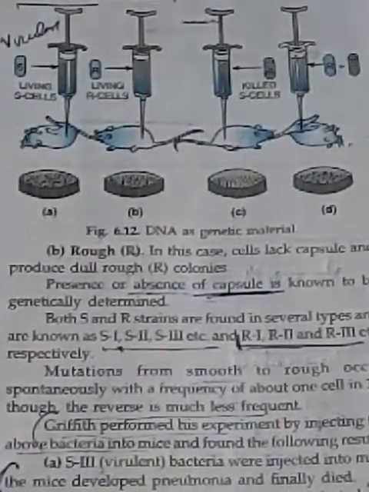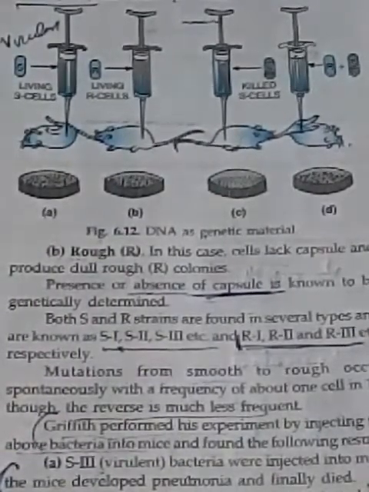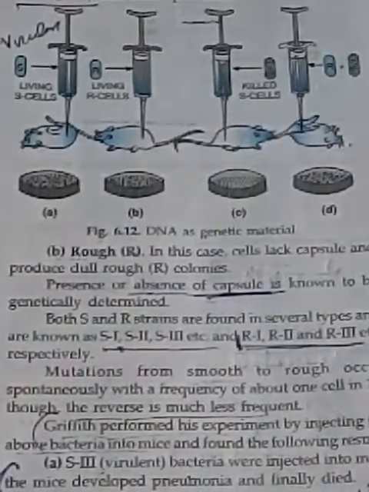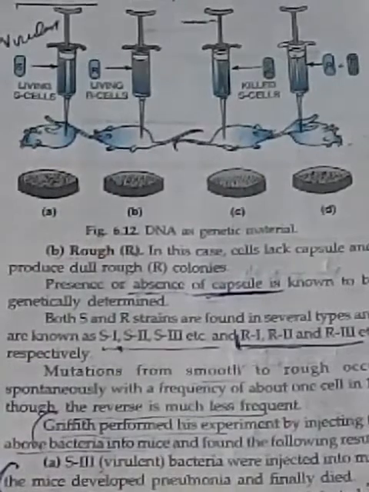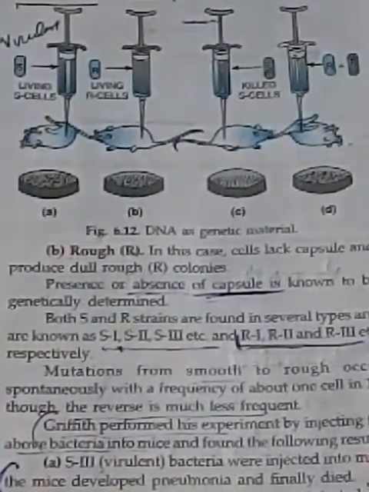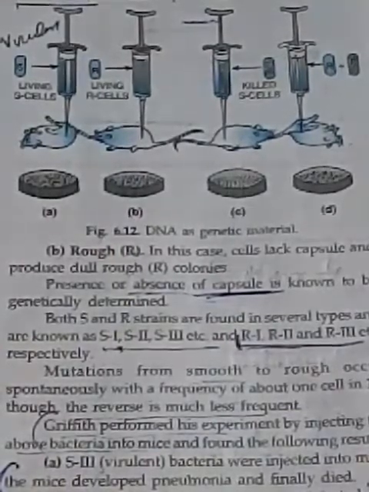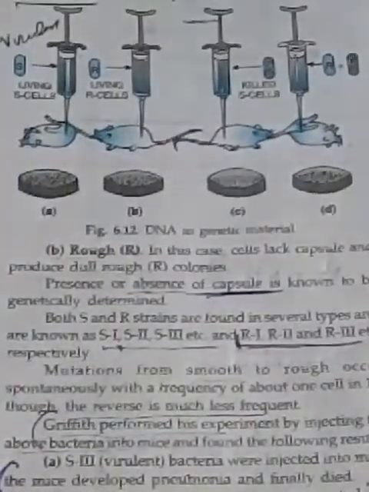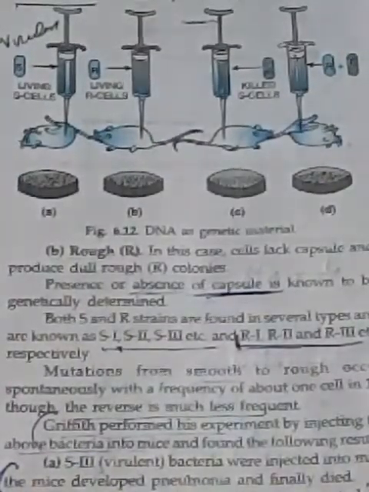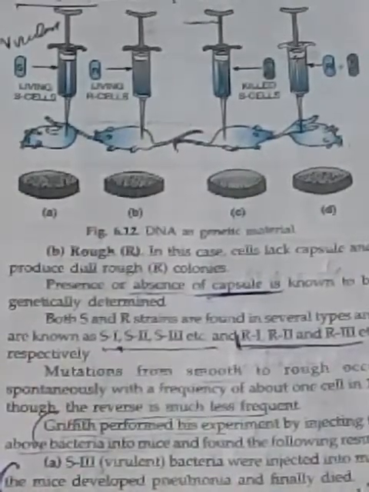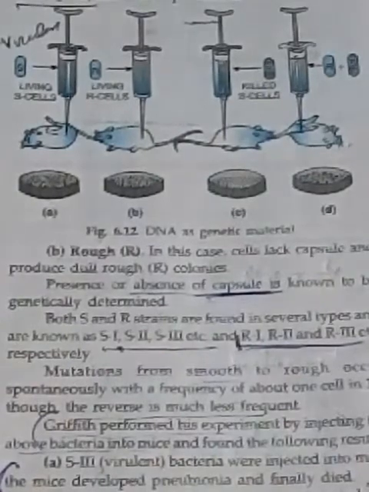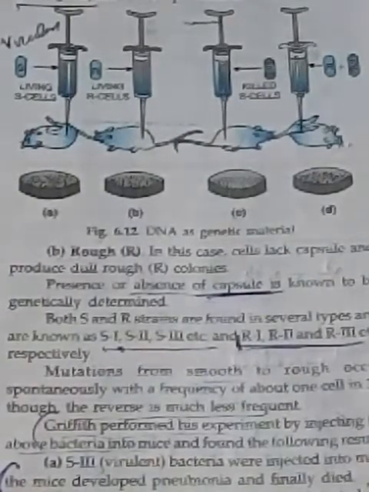It proved that the DNA was present in the heat killed S cells, but when it was mixed with the rough cells, non poisonous cells, the non poisonous bacteria changed into poisonous bacteria. And he made the conclusion that DNA is the genetic material of the transfer of heredity. Heredity is dependent upon DNA. DNA is the chemical basis of heredity. This was the result of the Griffith experiment.